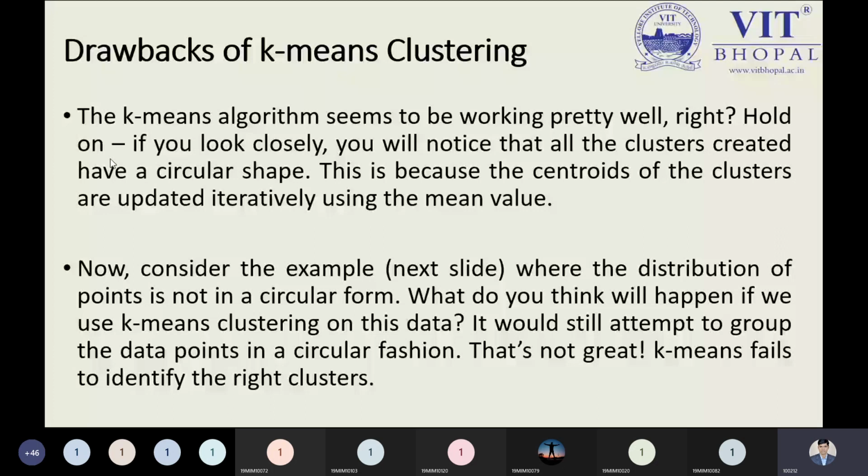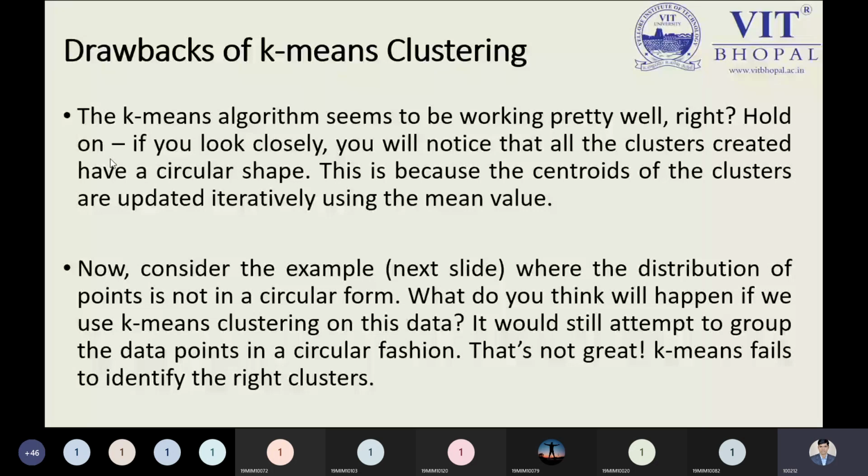So when you are not forming a circular representation of the cluster, we are not getting good accuracy. And to manage all those things, we have the GMM model. Before jumping to the GMM model, let us understand once again the drawback of K-means clustering, which is written over here.